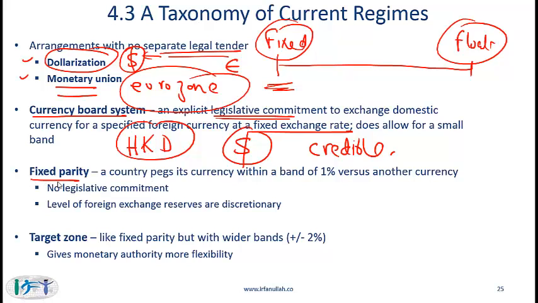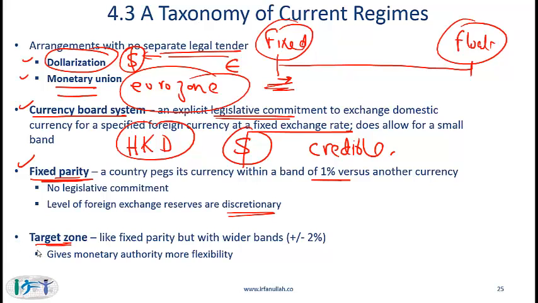The next one is fixed parity. So we are slowly moving from left to right on this spectrum. With fixed parity, a country pegs its currency with a band of approximately 1% versus another currency. But the difference between fixed parity and currency board is that with fixed parity, there is no legislative commitment. That's one difference. The other difference is that here, the level of foreign exchange reserves held by the country is discretionary. An example of a country which does this is Saudi Arabia.